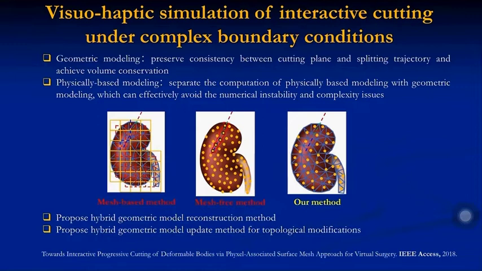Here shows an example of a work on visual haptic simulation for interactive cutting under complex boundary conditions. For the geometrical modeling, we need to preserve consistencies between cutting plane and splitting trajectory and achieve volume visualizations. For the physically based modeling, we need to separate the computations of physically based modeling with geometrical modeling, which can effectively avoid the numerical instability and complexity issues. So we propose a hybrid geometrical models reconstruction method. We also propose a hybrid geometrical model update method for topological modifications.